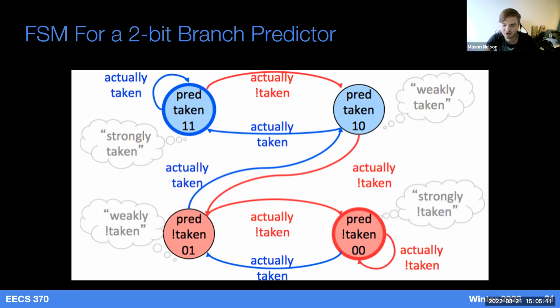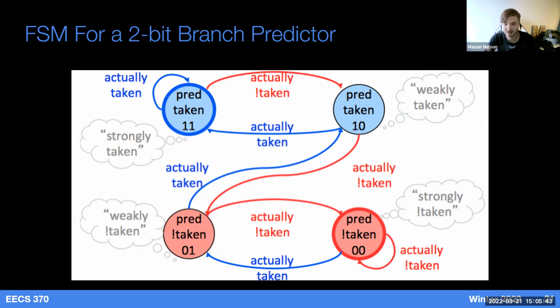which is also called a saturating predictor, where it will be affected by whatever the branch did last time, but it's really based on whatever the branch did the last two times. So if you have a branch that only is taken every so often, then it will be not taken the rest of the time and predicted not taken pretty much every time. So let's look at the finite state machine for this one.